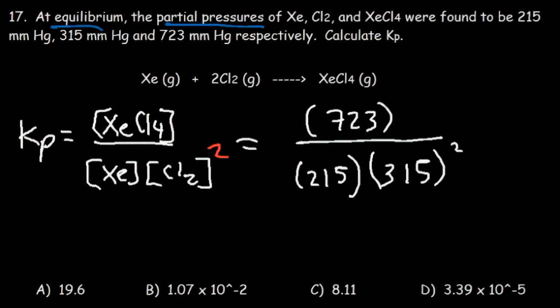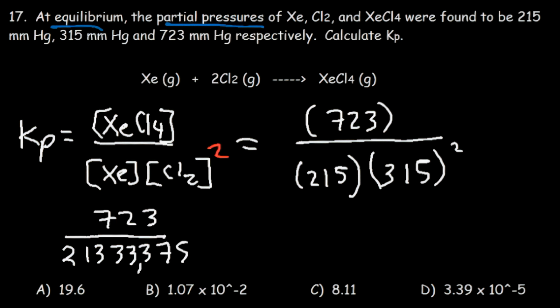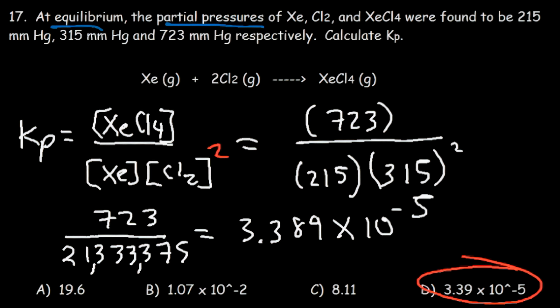$315 squared is 99,225, and if you multiply that by 215, you should get this number on the bottom: 213,333,75. So 723 divided by 21,333,375, you should get 3.389 times 10 to the minus 5. So D is the right answer for this problem.